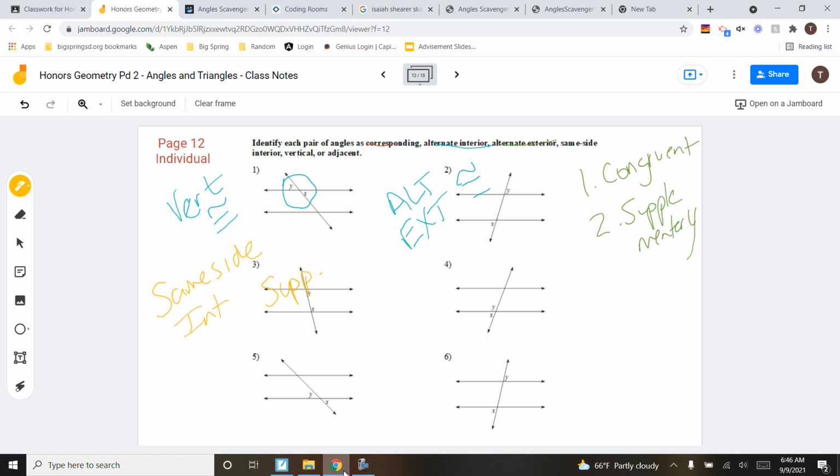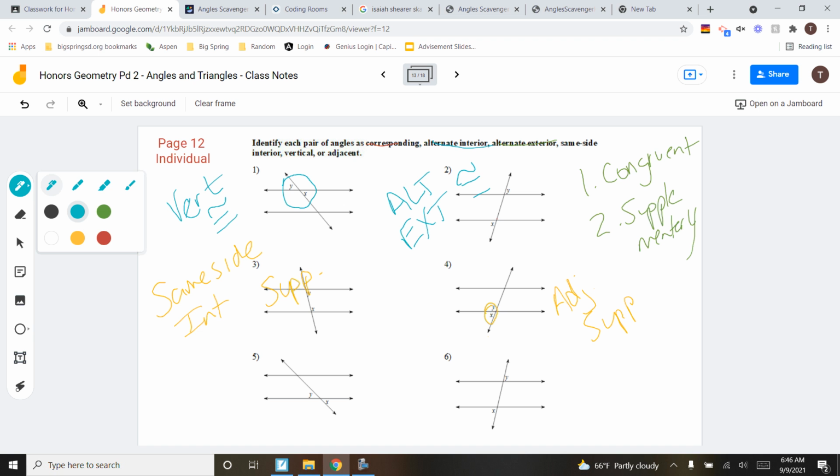Number four. Oh, wow. Those are on the same side of the transversal, but they're only dealing with one parallel line. Those are simply adjacent angles, and those would be supplementary.